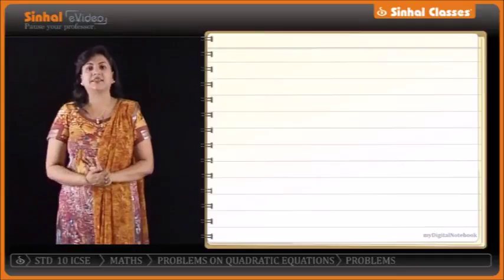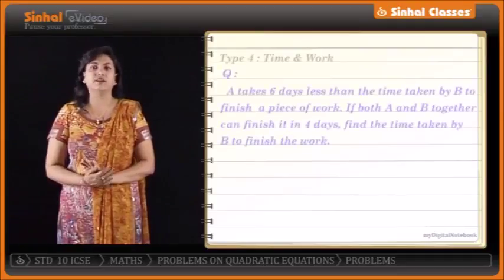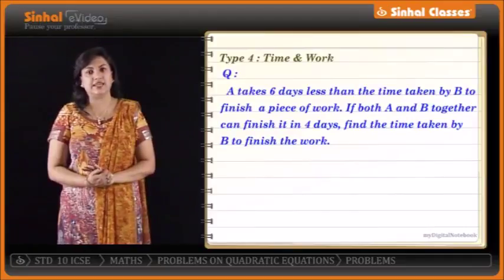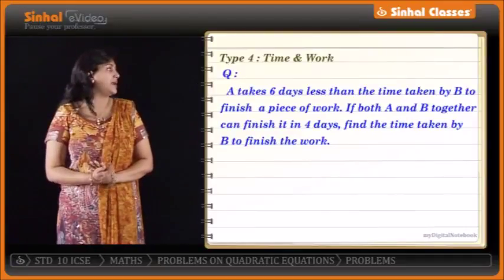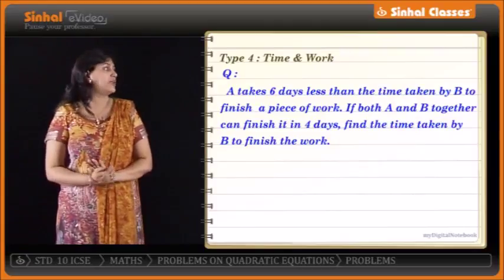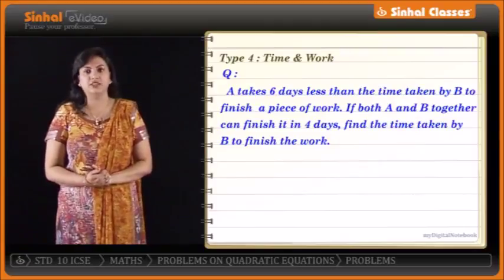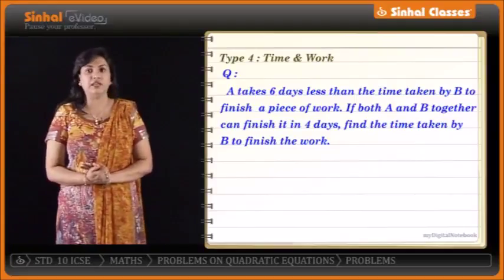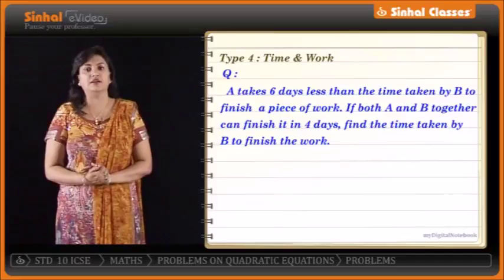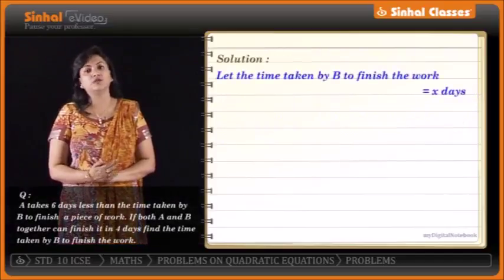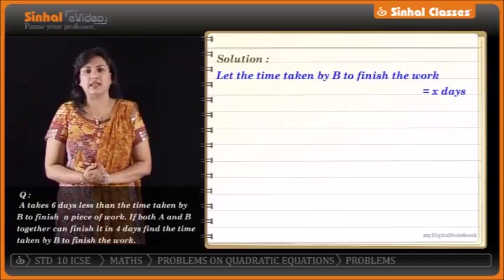Now to the next type, time and work. The problem is: A takes 6 days less than the time taken by B to finish a piece of work. If both A and B together can finish the work in 4 days, find the time taken by B to finish the work. Here, let the time taken by B to finish the work be x days.